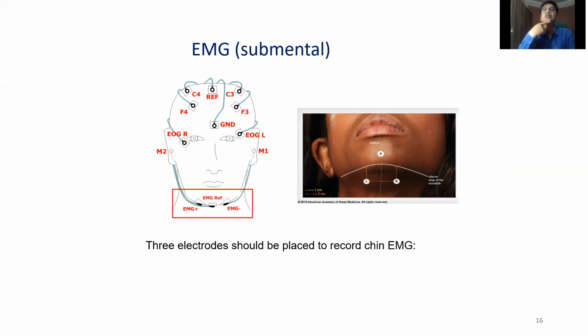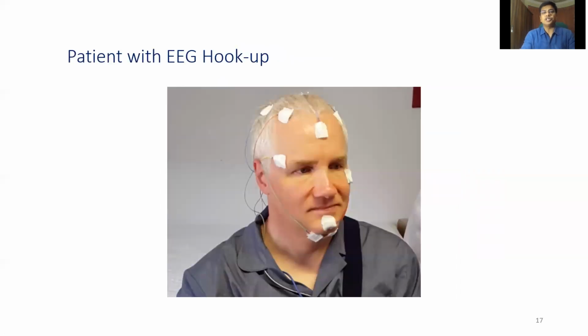So here is the mandible. The middle of the mandible, 1 centimeter above from the midline, is your reference point for chin EMG. This is the reference. From here, 2 centimeter left, 2 centimeter down will be your chin EMG 1, and 2 centimeter right, 2 centimeter down will be your chin EMG 2. So this is how you need to locate and place the EEG, EOG and EMG electrodes. Once you have done this, the patient hookup is more or less ready.